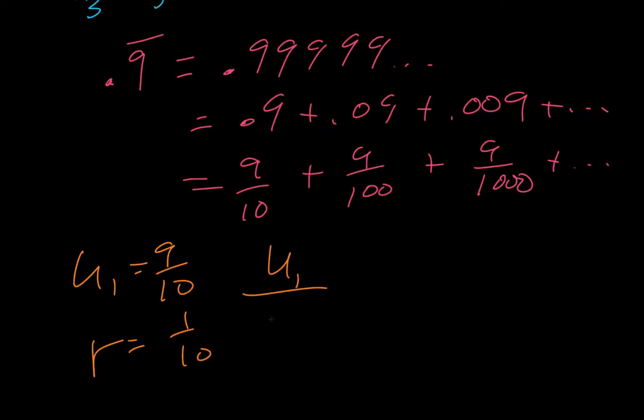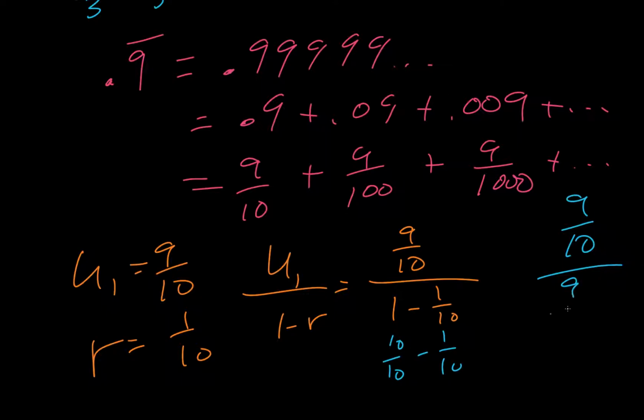We bring up our formula. So we have 9/10 over 1 minus 1/10. We think of the 1 as 10/10. We subtract 1/10. So the bottom of that is 9/10. The top of that is 9/10. Any number over itself is 1. And so we proved that that is equal to 1.